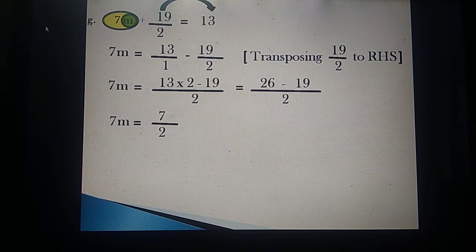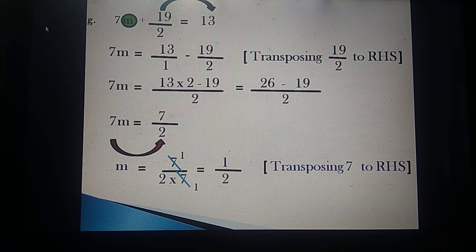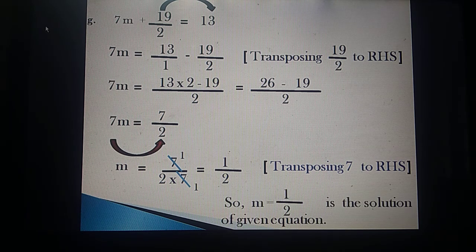Now, after this, we can see in the outermost circle, it's 7. So, we are supposed to shift 7 to the right hand side. 7 we are multiplying right now. After shifting, we are supposed to divide. 2 is already there, so we will multiply the 2 in the denominator. Now, cancel 7 here. What you will get? 1s are, again 1s are. Finally, we are left with 1 by 2. In the circle, only variable is left, means this is your final answer.